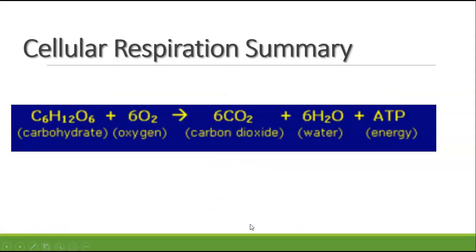We should also realize that the summary reaction of cellular respiration starts with glucose, adds oxygen for the aerobic part of the process, and produces carbon dioxide and water and energy in the form of ATP. This should also look familiar to you, as it is pretty much the reverse of the photosynthesis equation that you learned in middle school and we just talked about in the previous part of the notes.